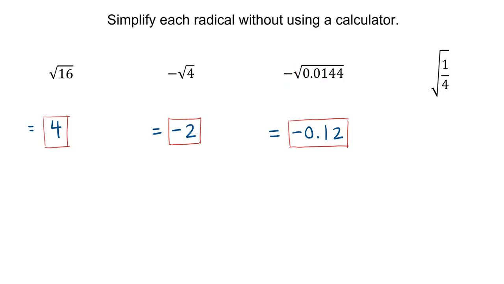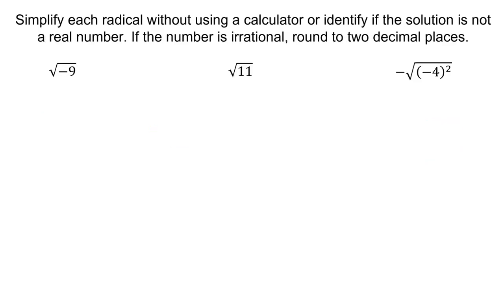Let's look at the last example. In this example, we're looking for the principal square root of 1/4. So what fraction times itself would give us 1/4? Well, 1/2 times 1/2 gives us 1/4. So the principal square root of 1/4 is 1/2. Let's take a look at these examples.